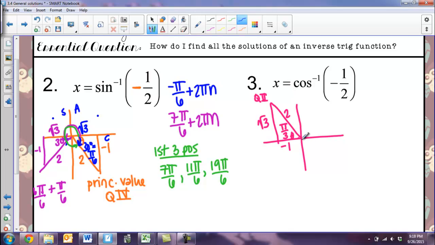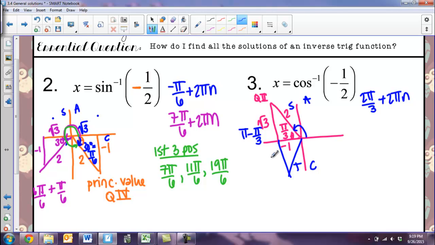Don't forget, in order to figure out what this angle is, we're going to take pi and subtract pi over 3 because we want to find that little leftover part, and I would find out that I had 2 pi over 3 plus 2 pi n. Then you think about your all students take calculus. I'm looking for where cosine is negative, so the other quadrant that's going to happen in is quadrant 3.